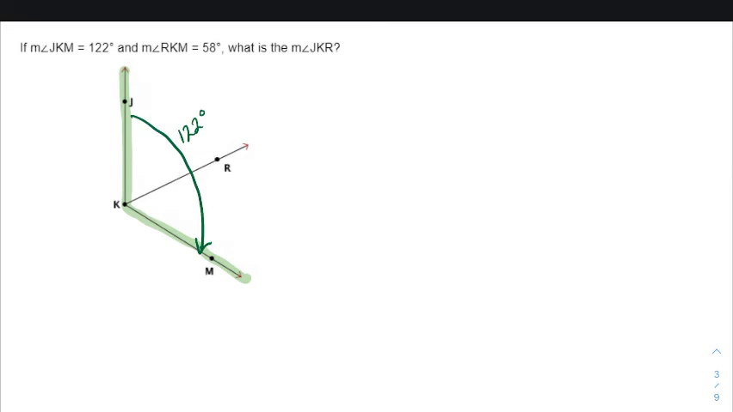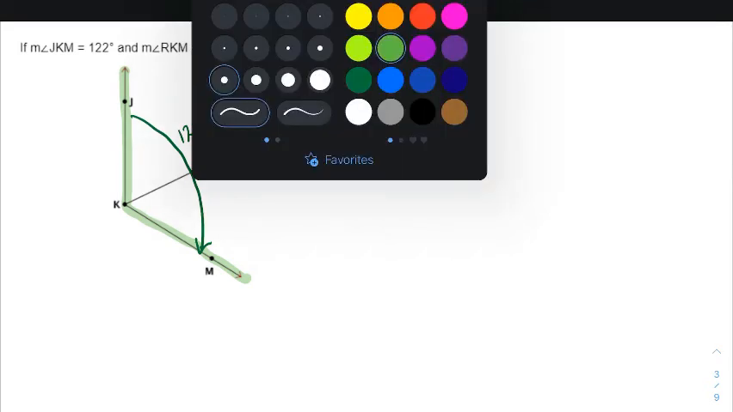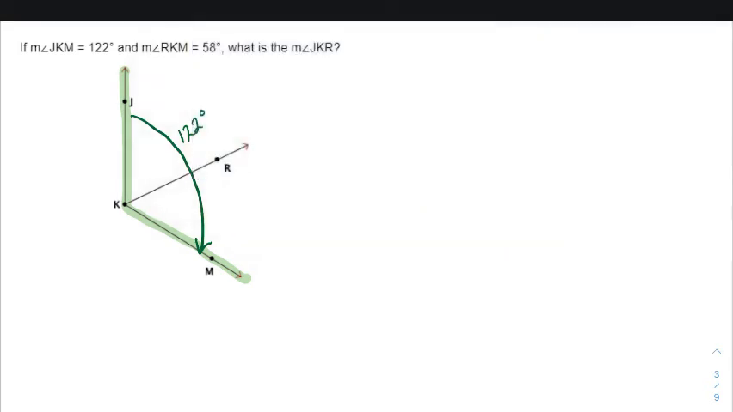Then we're also given that RKM, let's change colors here, RKM is equal to 58. So from here to here, 58 degrees. So we should recognize at this point that we just have a simple angle addition situation going on. So we can set that up. We can write it out formally.